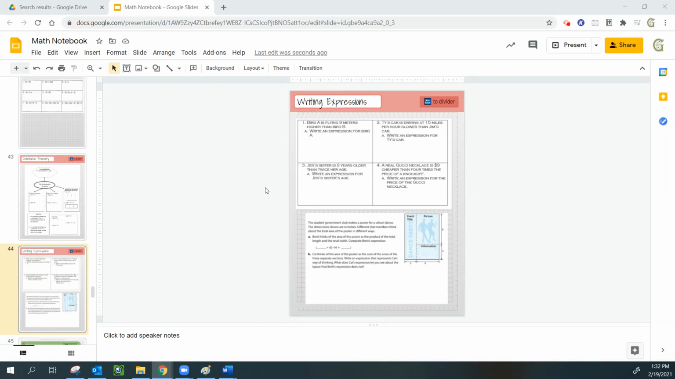All right, so writing expressions here. When we go ahead and write them, we want to think about what the problem is telling us, what we know, and what we don't know, and kind of put that all together.